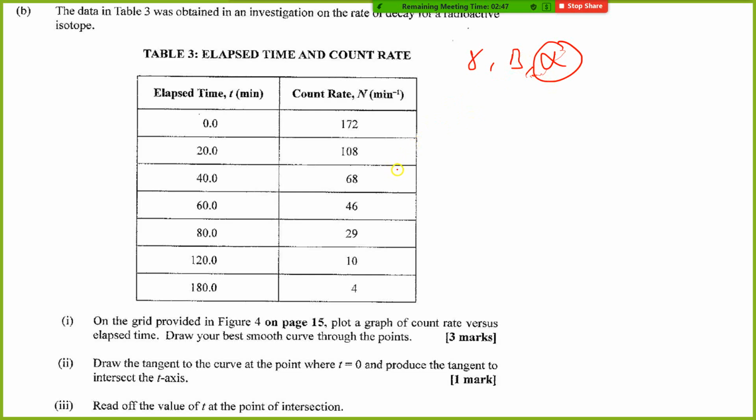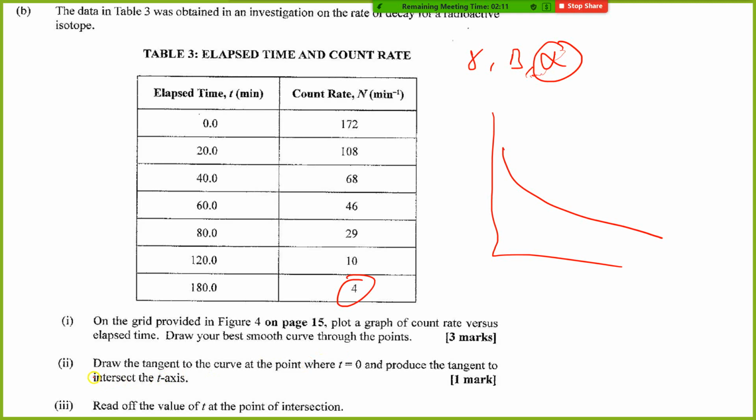In the process of disintegrating, all the way up to 180 minutes, we can record four count rates. So we know that it's going through a decay process, and we expect a graph looking like this. They say, on the graph paper, plot a graph of count rate versus elapsed time. It says draw your best curve through the points.